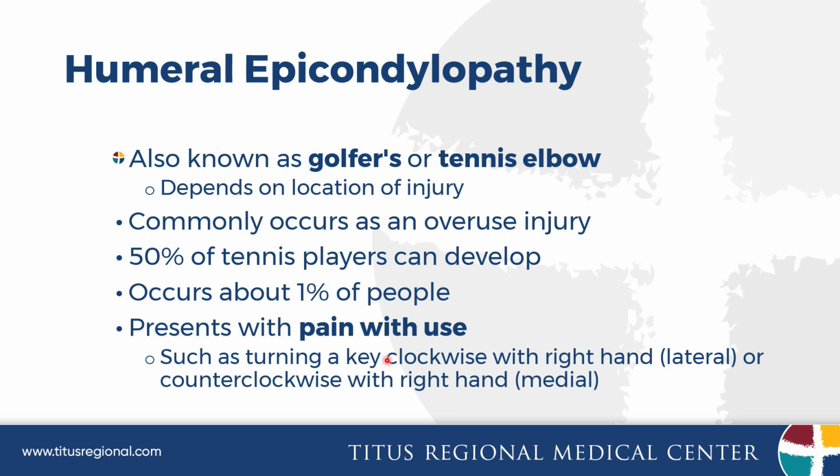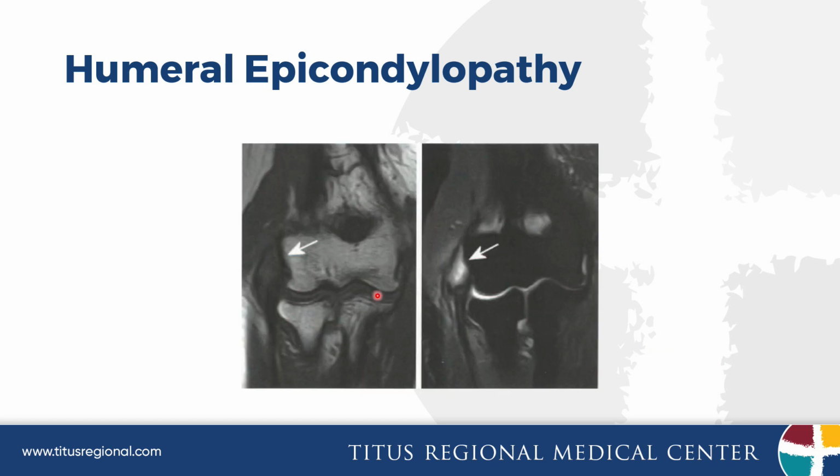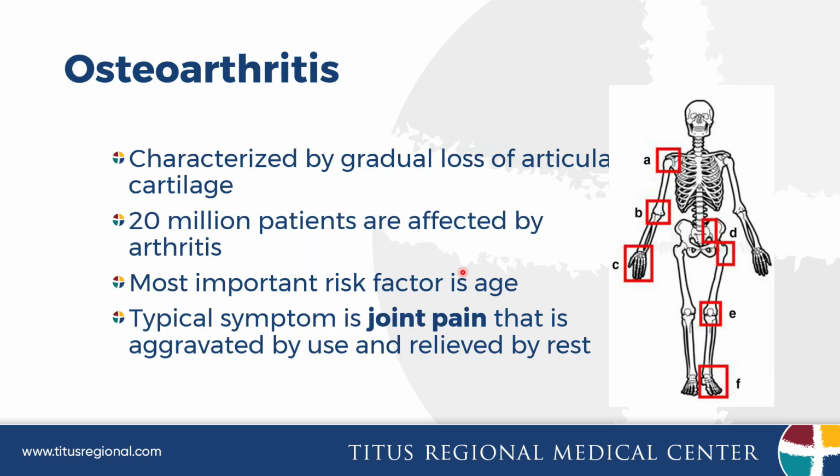And so one test that we would ask a patient to do is to see if they have difficulties when they, say, turn a key either clockwise with the right hand or counterclockwise, and that would indicate where the pain may be. And here's an MRI example of what this may look like, where you may see that there is inflammation located on one side of your elbow, which may lead to pain.